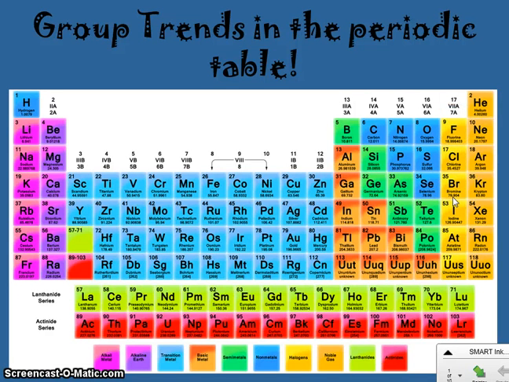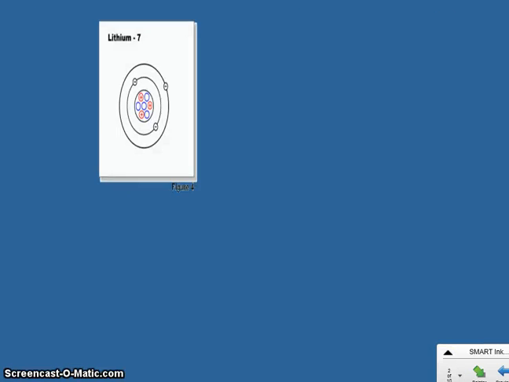So we're going to talk about what some of those groups are, why they act similar, and what the properties of those different groups are. We're going to start off with the group all the way over here on the left with hydrogen, lithium, sodium, potassium, rubidium, cesium, and francium. These are called our alkali metals.